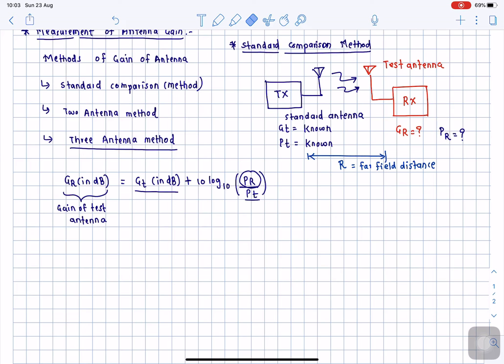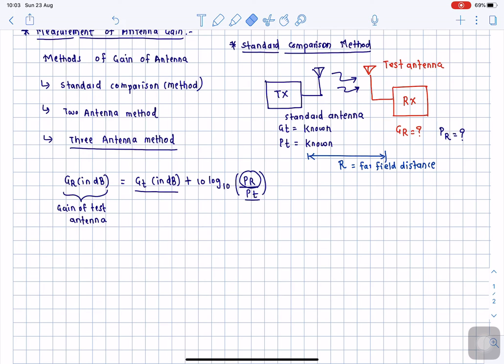Now here, if the frequency of operation is known to us, then the received power in this particular case, remember here that the transmit antenna and receiver antenna are identical. So here I will write the TX and RX test antennas need to be exactly identical. Then only the calculation of gain is going to be a correct value.